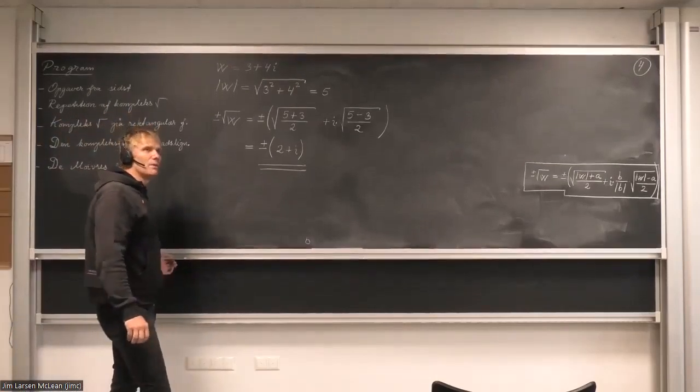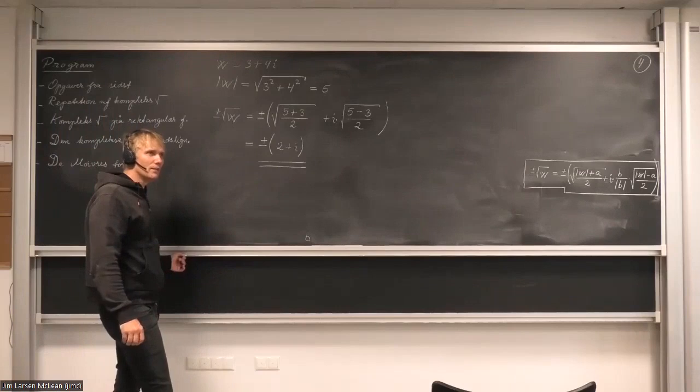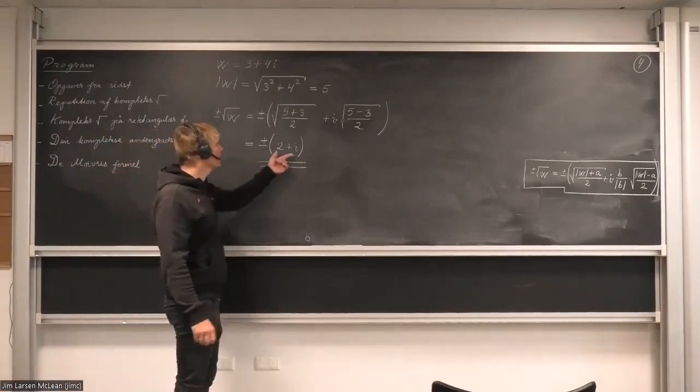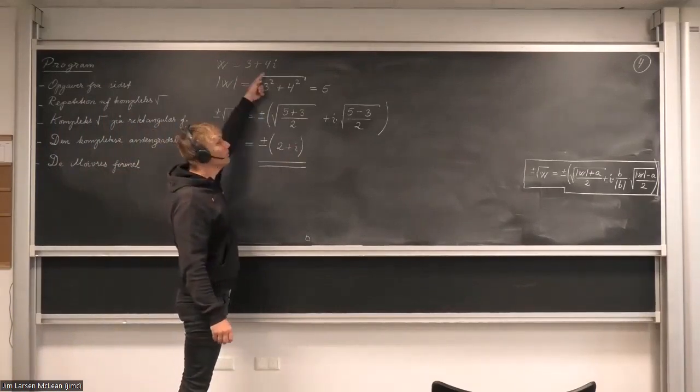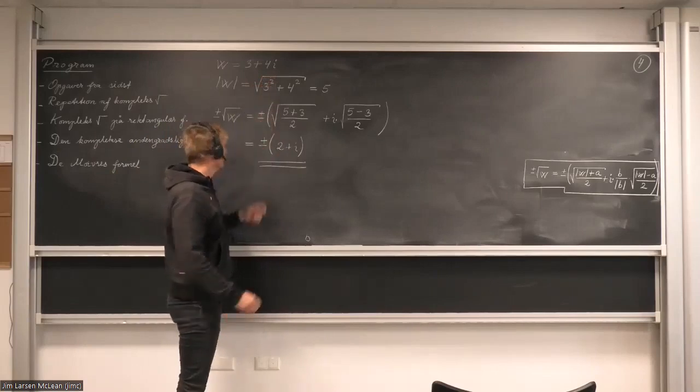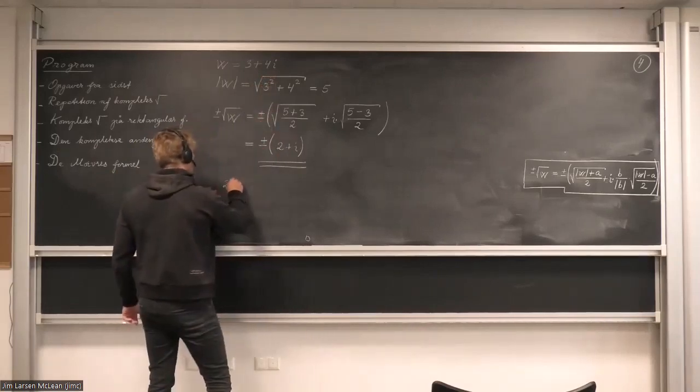Shall we then try to see if it fits? If that's the case, then square this number. You could, of course, go for the w. So let's try once, say 2 plus i.